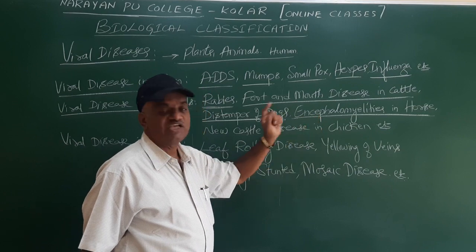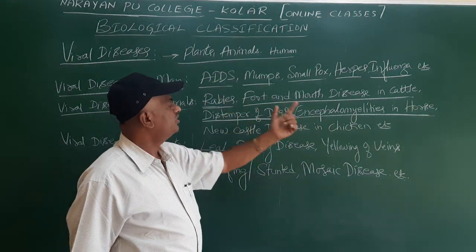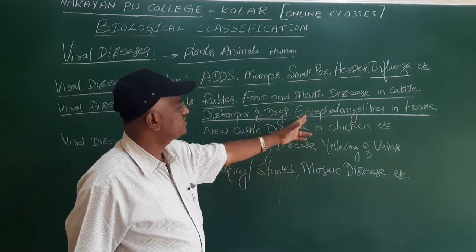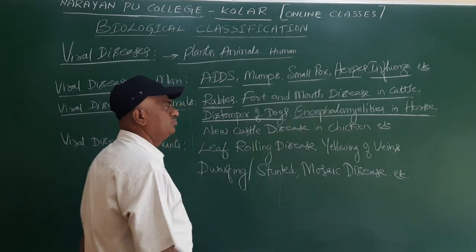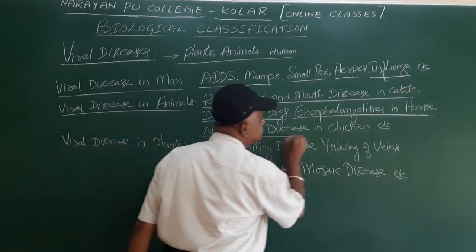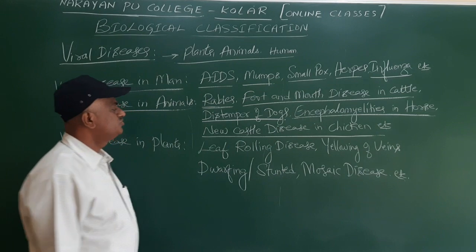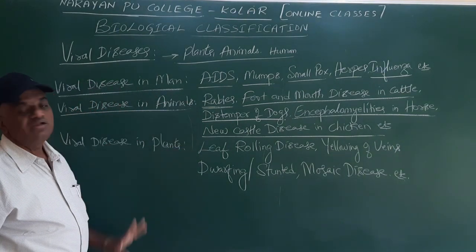Just as we use the word mad cow, here the mad horse disease is called encephalomyelitis. Next, Newcastle disease in chicken. So these are again animal diseases.